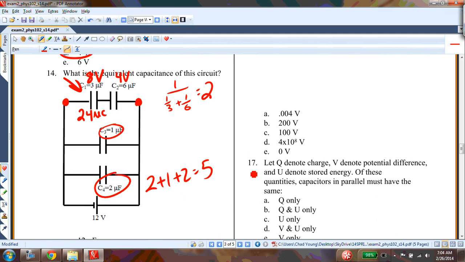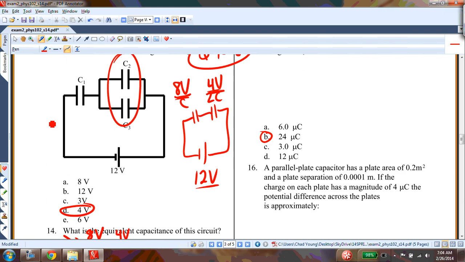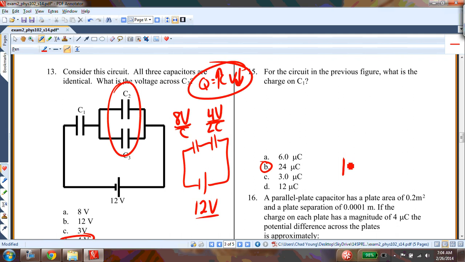Number 15, let me erase some of this stuff. There's a little space here. Actually, let's do it up here. So I'm going to take this circuit, I'm just going to draw the battery, and this branch up here, that's a 3 and a 6. So I have a 12 volt battery, and a 3 microfarad and a 6 microfarad.